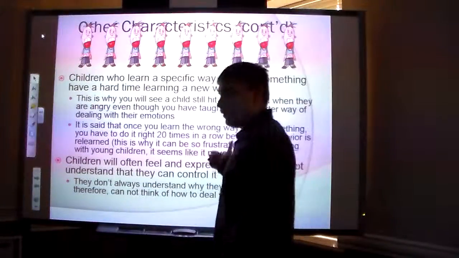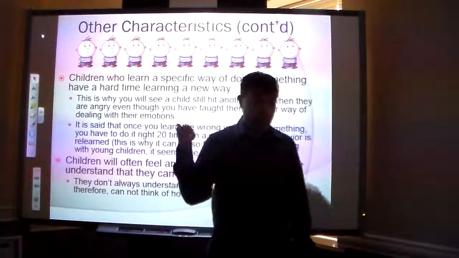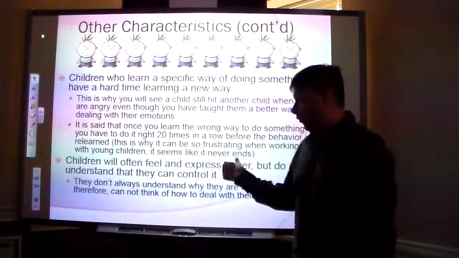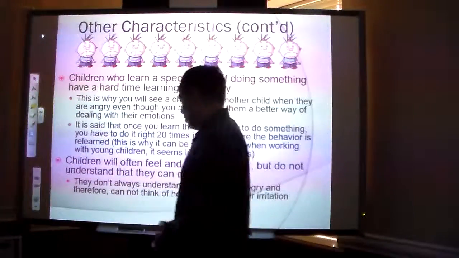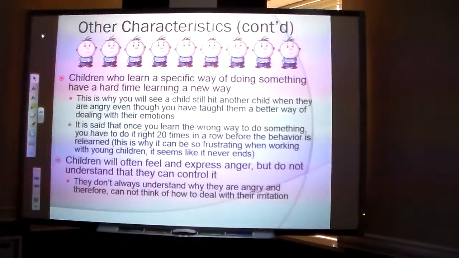Children don't understand that they can control their own anger, and that's important too. They'll express it, and they'll get mad, and they can be reactional people. And when that happens, they don't understand why they're angry, but they're just going to express that they're angry.